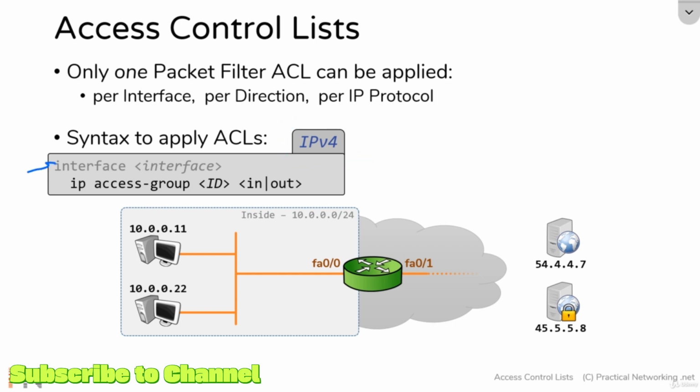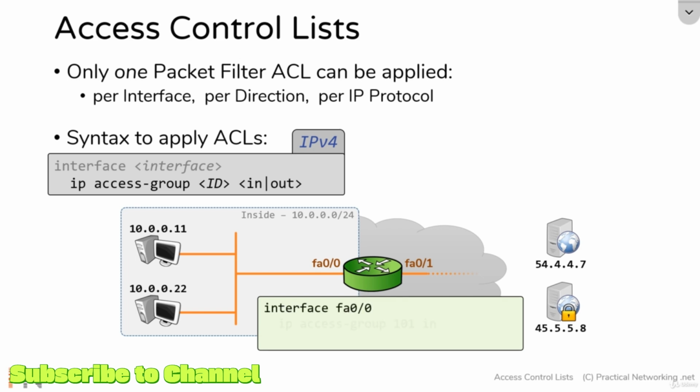Either way, you would go into interface configuration mode, and then inside interface configuration mode, you'd use the command IP access group. You'd specify the ACL ID by number or name, and then you would list the direction that you mean to filter traffic for. So for our topology over here, if you wanted to apply an access list to FA00, the syntax would look like this. I'm using the command IP access group. I'm applying access list 101, and I'm having it match traffic as it's going into that interface, meaning anything being sent from the inside segment into FA00.